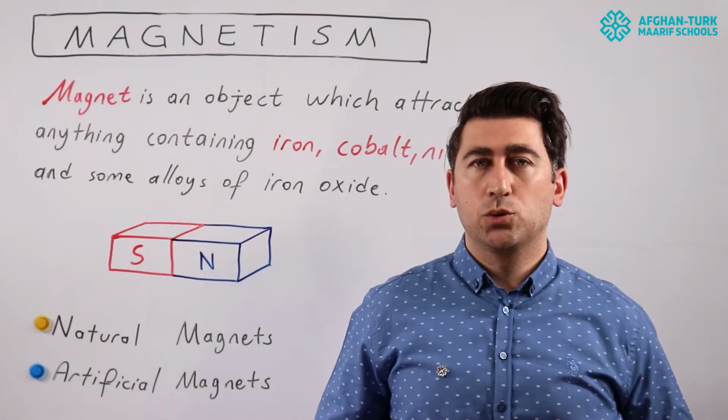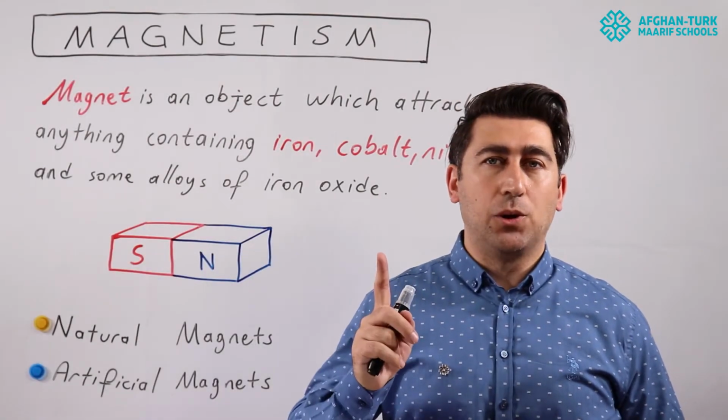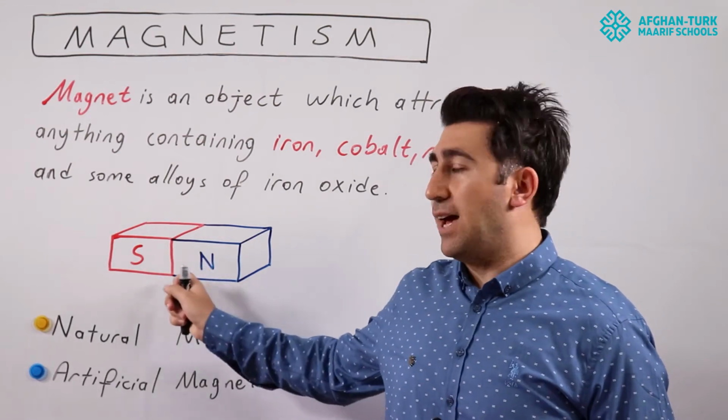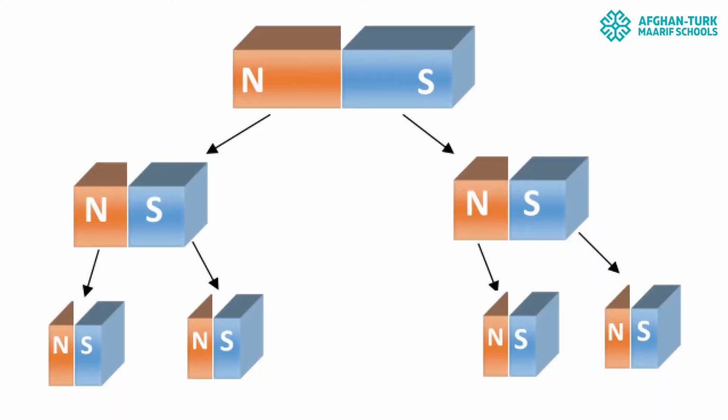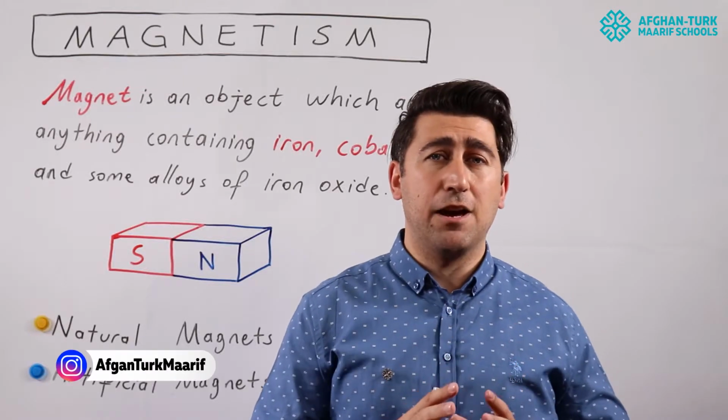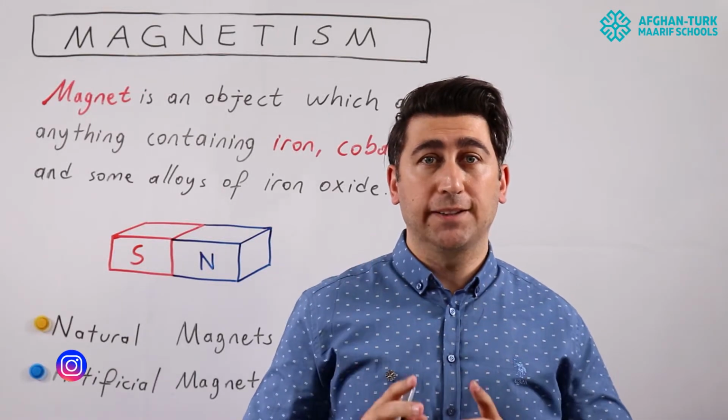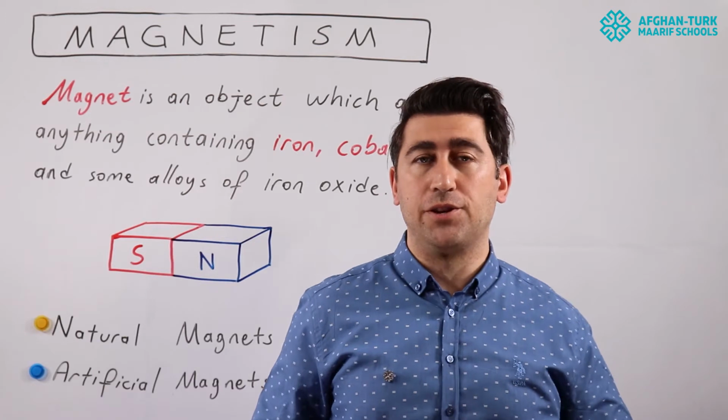Every magnet has two poles. One is called the North Pole and the other one is called the South Pole. If you cut a bar magnet in half, each half will still have a North and South Pole. You cannot have a magnet with just one magnetic pole, as it's against the law of nature.